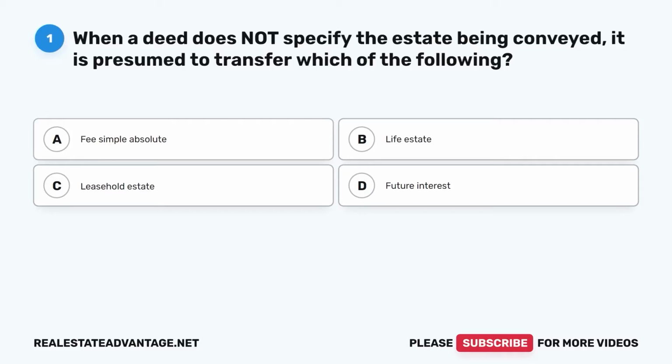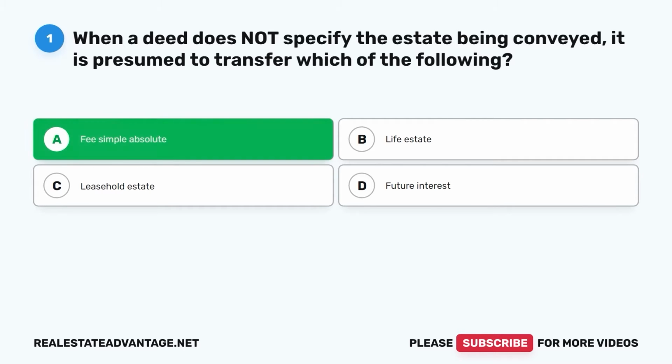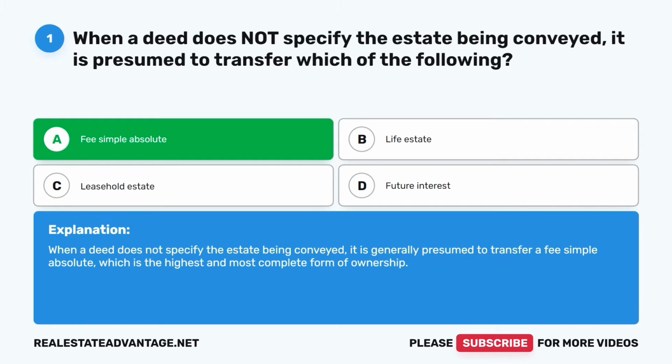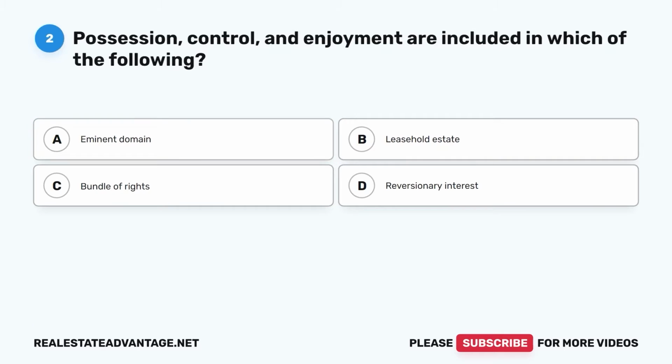Now let's get started. Question 1. When a deed does not specify the estate being conveyed, it is presumed to transfer which of the following? A. Fee simple absolute. B. Life estate. C. Leasehold estate. D. Future interest. The correct answer is A. Fee simple absolute. When a deed does not specify the estate being conveyed, it is generally presumed to transfer a fee simple absolute, which is the highest and most complete form of ownership.